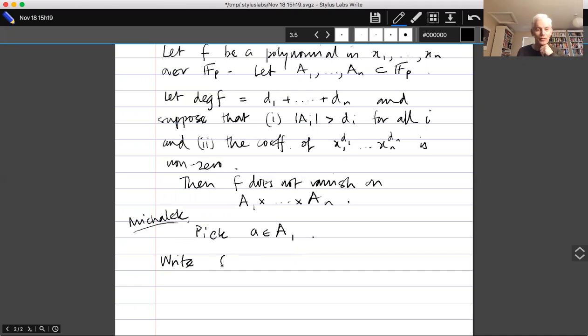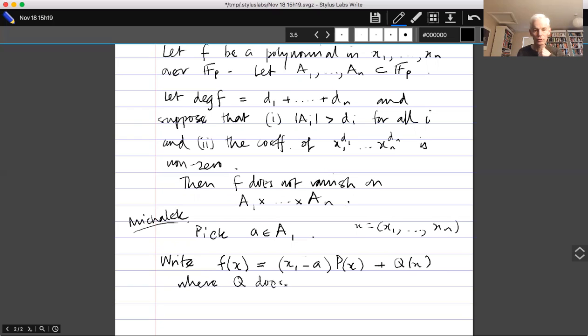So we'll write f of x to be x1 minus a times p of x plus q of x, where q does not depend on x1. X is shorthand for, by the way, x1 up to xn.